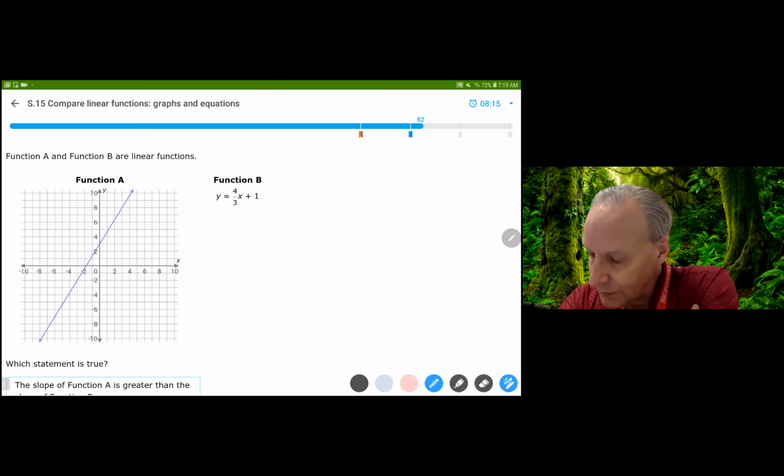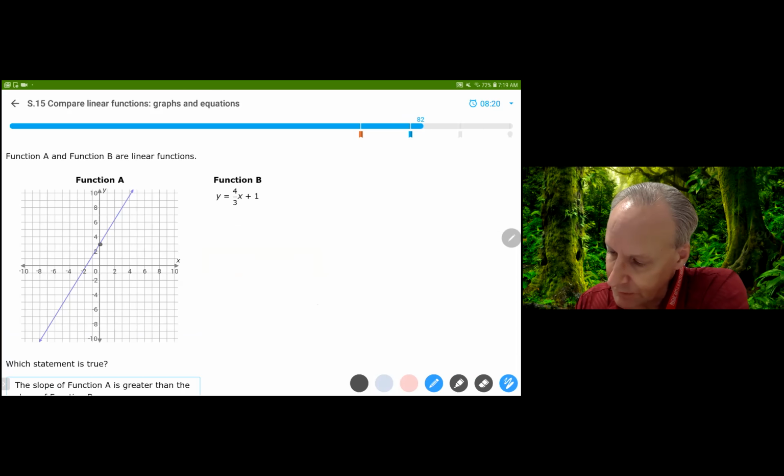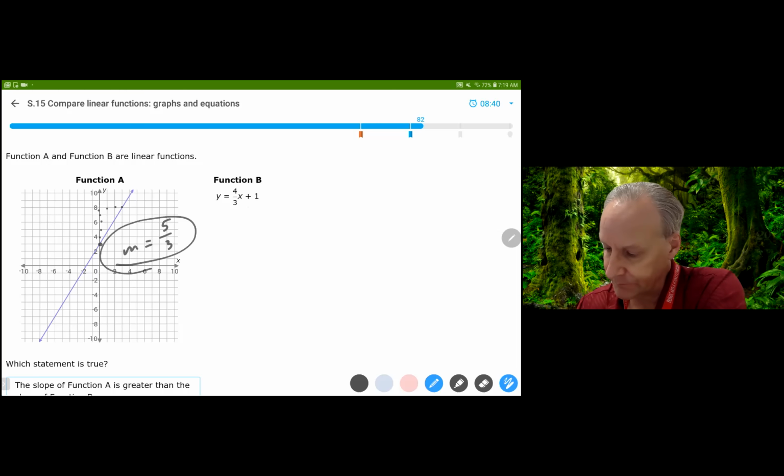A and B, we're looking at the slopes. Well, this slope happens to be up 1, 2, 3, 4, 5 over 3. So the slope is 5 over 3. And the slope of function B is 4 over 3. So function A has a larger slope.